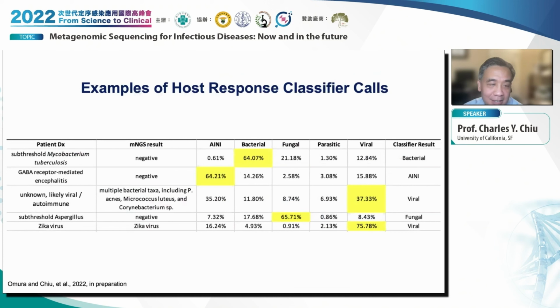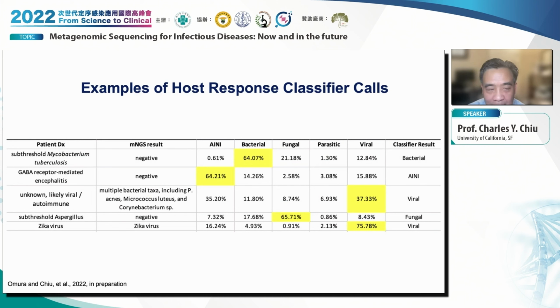So, how does this actually work? I want to show you some examples here. An example is a subthreshold result. By subthreshold, I mean a result that technically is negative because the number of reads we detected was not above a predetermined threshold. So we had a case of a subthreshold result for Mycobacterium tuberculosis, as Dr. Wilson said, a very important cause of meningitis. And you can see here that the mNGS result was negative because it was subthreshold, but we were able to analyze the host response from the same sample, the same data, to predict that this is a bacterial infection.